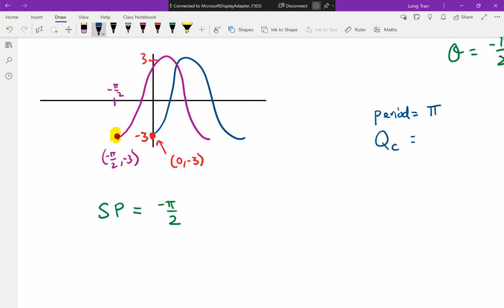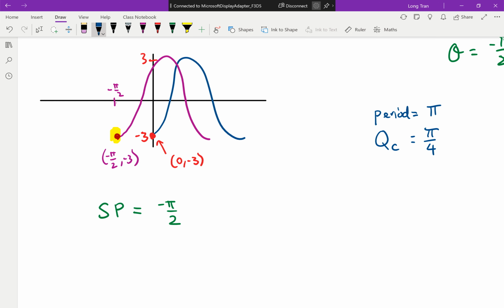So I do quarter cycles. Is it okay to call it the SP as the reference point? Yeah, reference point, SP. I'm just using whatever at this point. So you've got a reference point or a starting point. QC, quarter cycle, means you're going to divide that period into 4s. So the period is pi. I want you to divide that by 4.